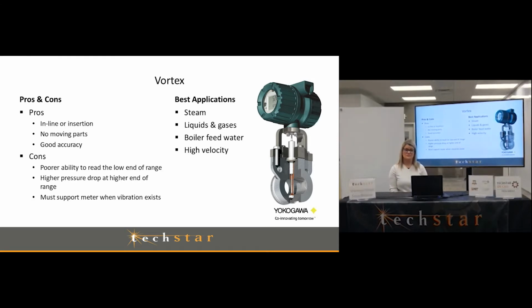Pros and cons. So once again, inline or insertion, just as I mentioned before, there's no moving parts in this one, so that's nice, a little less maintenance. The pressure drop is a little lower on this one because there's just a small bluff body that's inserted into the line compared to, say, a differential pressure flow meter or a turbine meter. Those have much higher pressure drops.